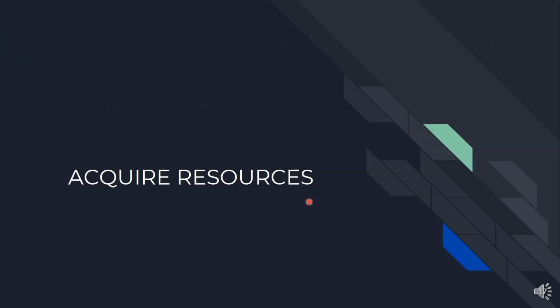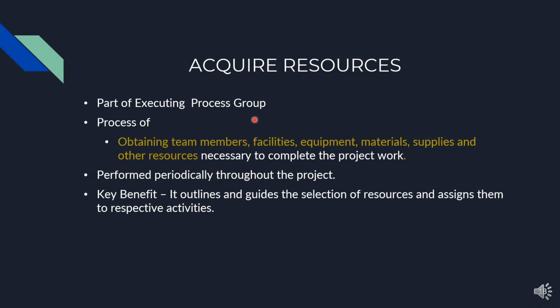The next process we will discuss is acquire resources. Acquire resources is a part of the executing process group. The keyword for acquire resources is that it means how to obtain the team members, facilities, equipment, materials, supplies, and other resources which are required to complete the project. Key benefits are it outlines and guides the selection of the resources and assignment of the resources to the respective activities.